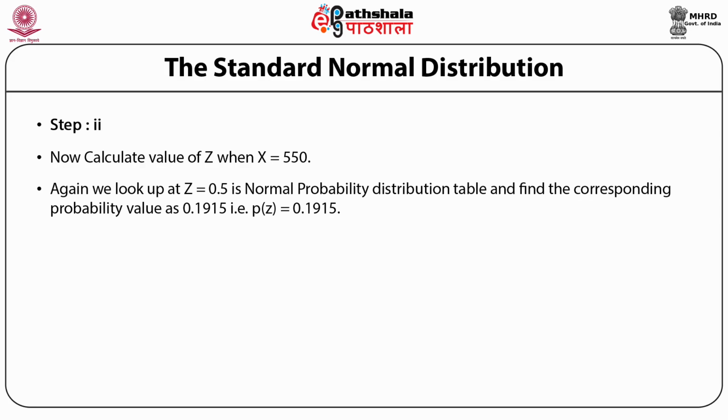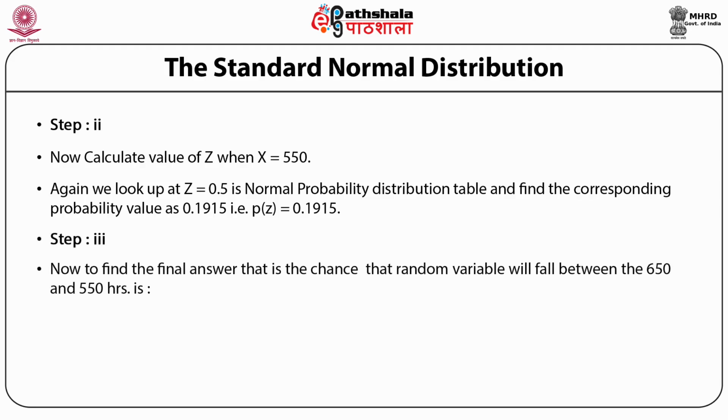Next, at 550 it will be from 0 to 550, the area is 0.1915. Next, step 3. To find the final answer, that is the probability that the random variable will fall between 650 and 550 hours. By the figure you can observe that this will be the probability that the random variable will lie between 500 and 650.